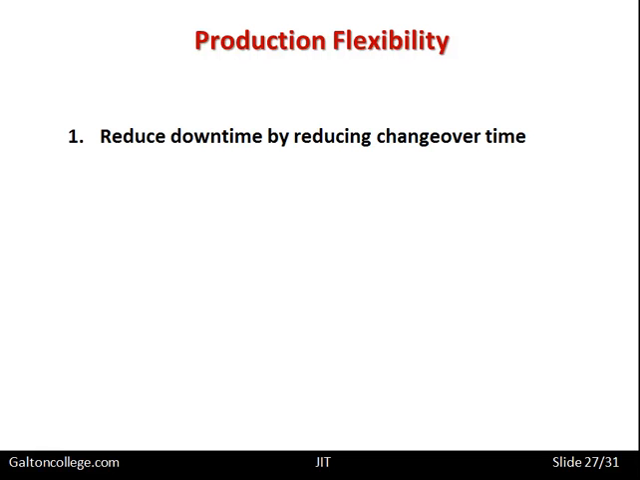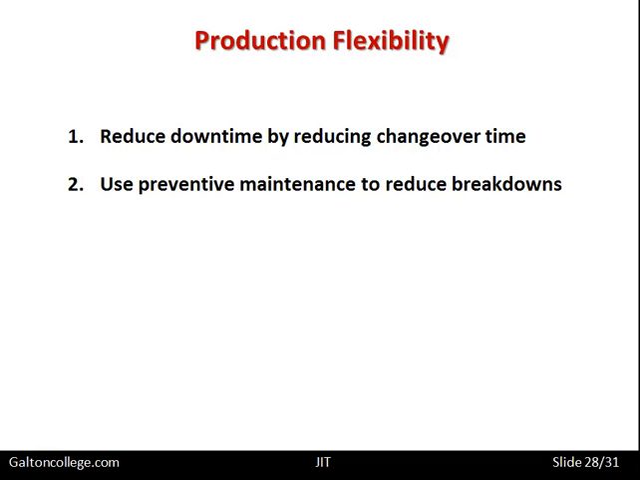Now production flexibility, well, reduce downtime by reducing changeover time. So the machines don't have to be switched over from one type of production to another on a frequent basis. So there is less downtime on the machines. The machines are running more or less continuously. So it reduces the downtime and reduces the changeover time.